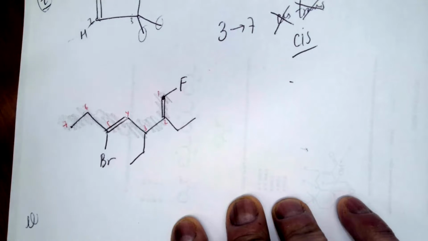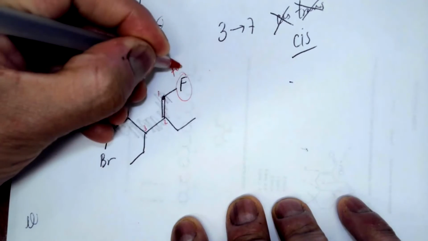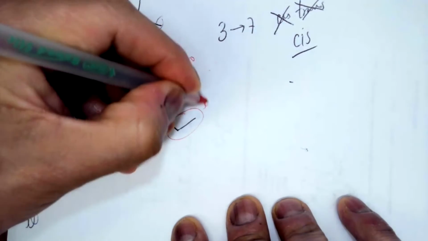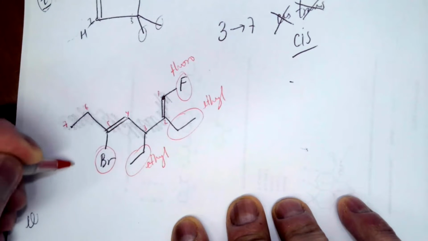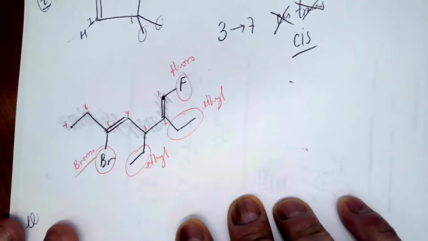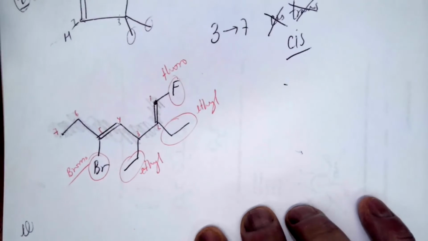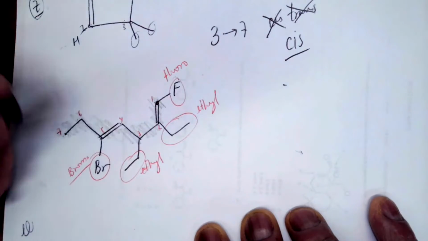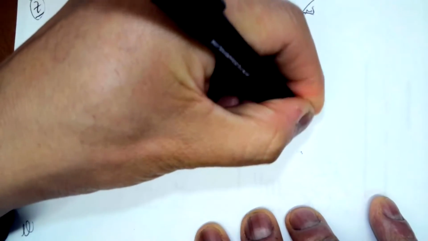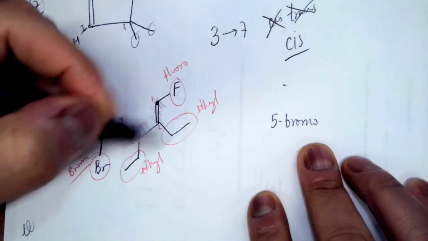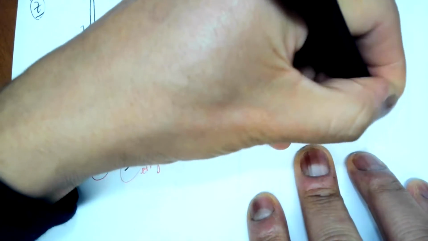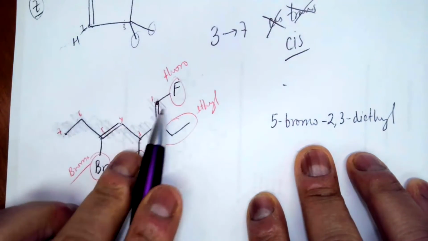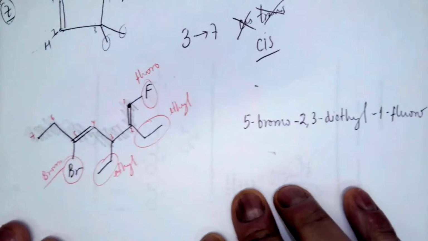Now I have to name the substituents. Here I have a fluoro. Here I have an ethyl. Here I have another ethyl. Here I have a bromine. That's it. So the name for this compound, if I go by alphabet, bromo wins: 5-bromo. Next in alphabet, E: 2,3-diethyl. What else? Fluoro in carbon number 1: 1-fluoro.